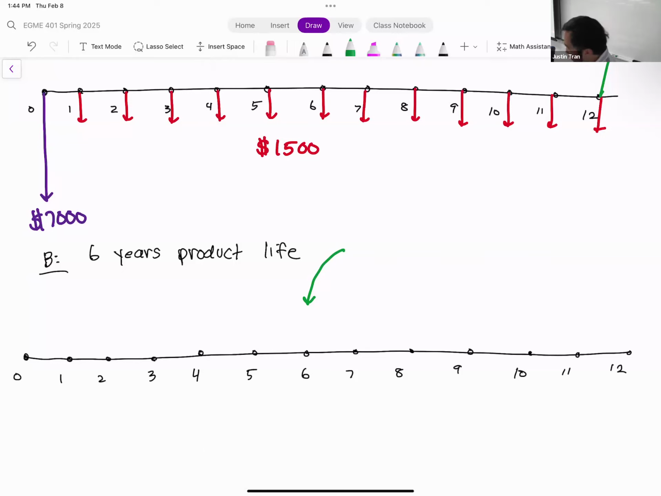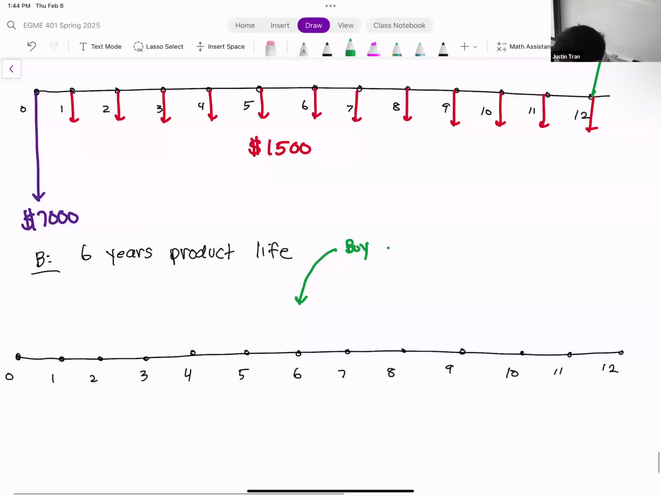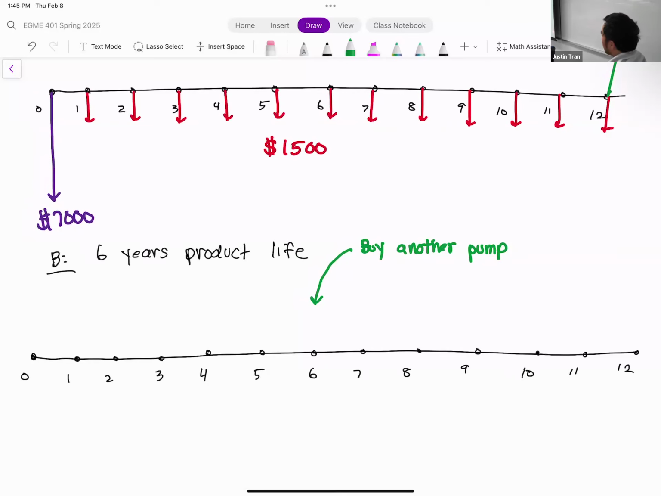what we're going to assume is that we are just going to buy another pump here. So we're going to buy another pump at year 6, and that's going to take us to the end of 12. Of course, this is a big assumption because most companies don't keep a product for 6 years. That's a very long time. And to assume that you can buy it for the same price as you did initially is another big assumption. But we make those assumptions just to make the problem a little bit easier. All right, so let's go ahead and draw the cash flow diagram for this.